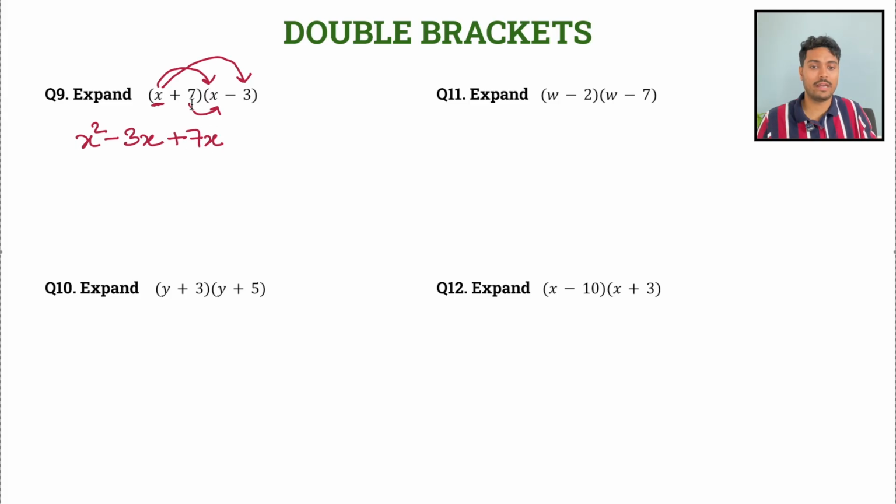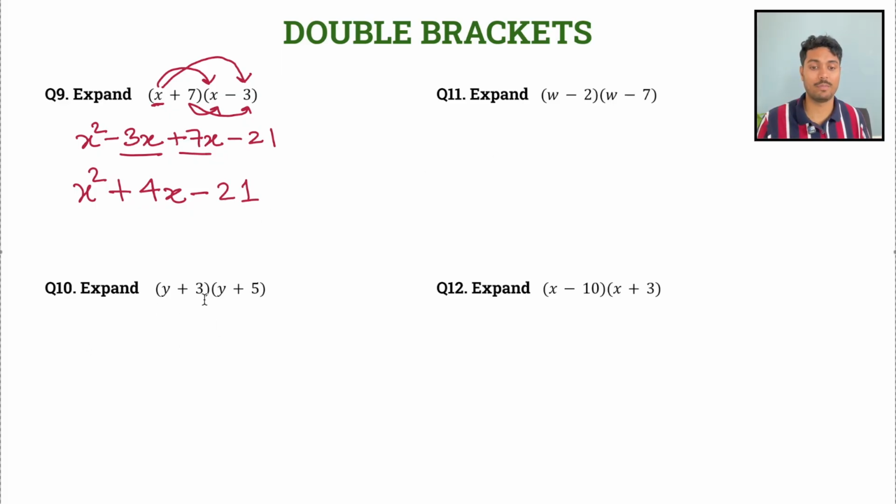Now 7 into negative 3, so 7 3s are 21, but plus minus minus, so हम minus 21 लिखेंगे. And this is still not done, because we can clearly see there are two like terms, minus 3x and 7x. So first we'll write x square as it is, minus 3x plus 7x, because plus minus minus, so we are subtracting, but 7x का sign बड़ा है, so we will write positive 4x and minus 21. That's the answer. Let's check question number 10.